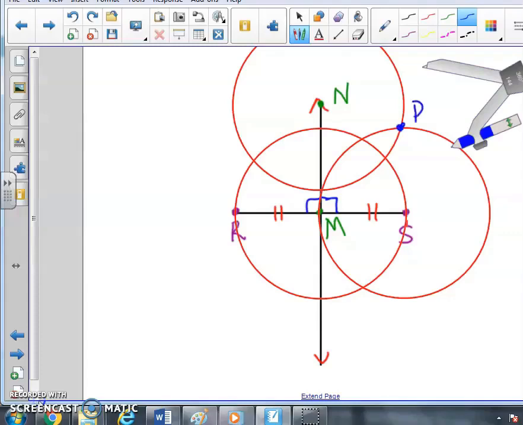What we know is that the length from here to here will be equidistant from here to here. And then we also know that our square is constructed right here. So all 4 lengths will be of equal distance.